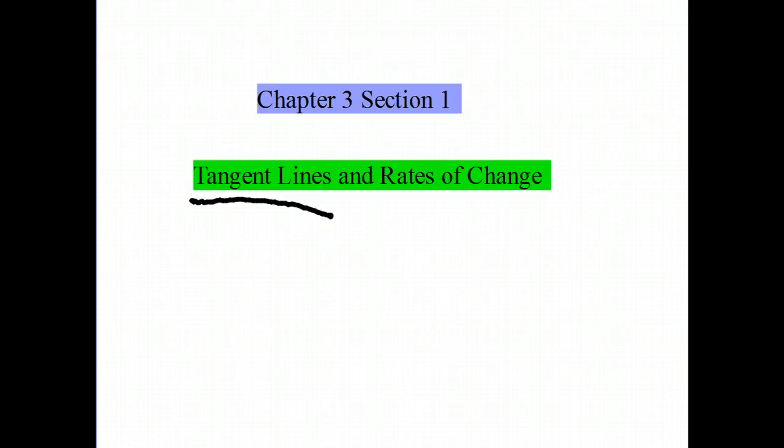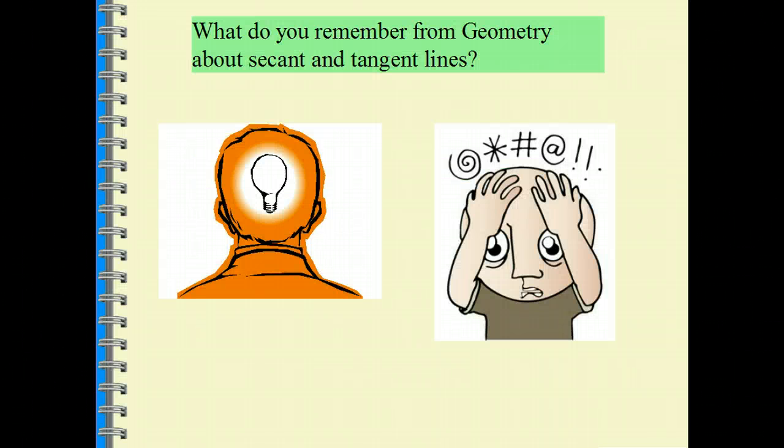Now, before we get into that, I want to talk a little bit about what you remember from geometry about secant and tangent lines. Some of you may remember a lot, and you can tell me exactly what the definition is. Some of you may not even remember those words at all. So we're going to give a quick synopsis of what they are so we can move into the calculus version of secant and tangent lines.